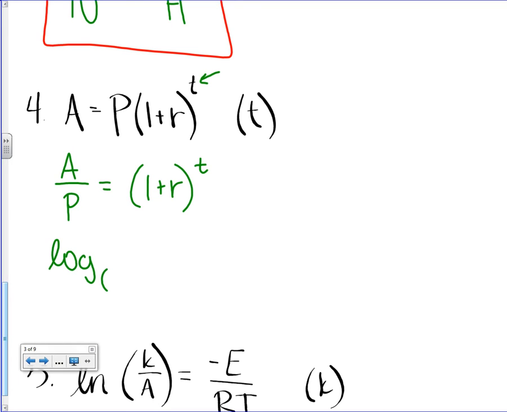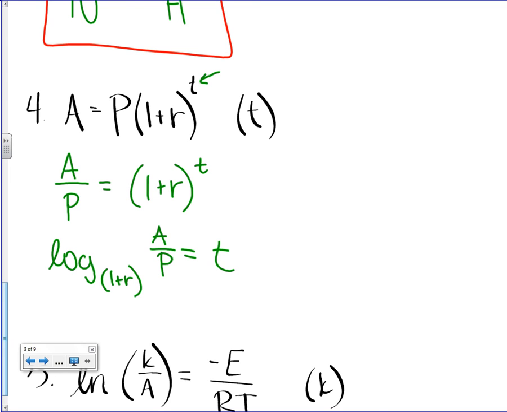Log base 1 plus r of a over p equals t. I think this is the first time we've seen a variable in our base, right? Like that. Is the t isolated? It is. Now, it's not really proper to leave it like this because this looks a little bit silly, doesn't it? Well, if you were going to put it in your calculator, you'd have to use your change of base formula. Remember that? Not really.